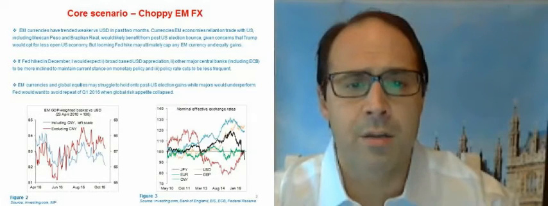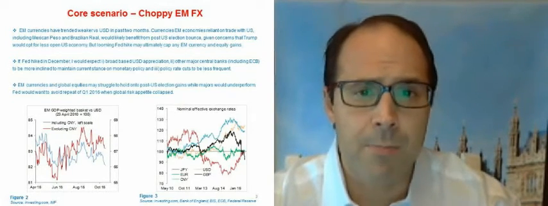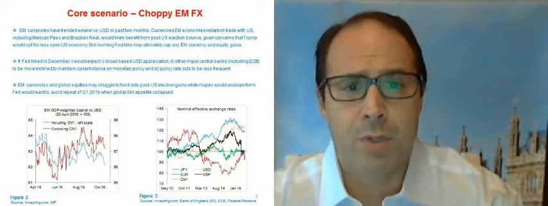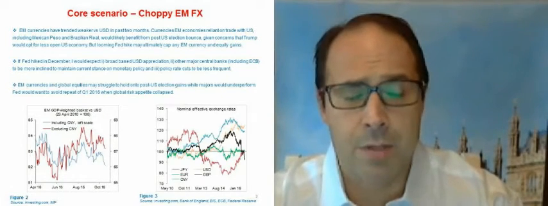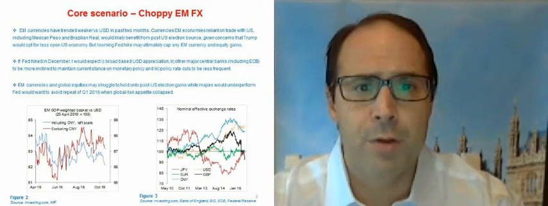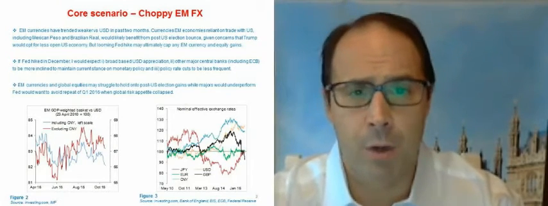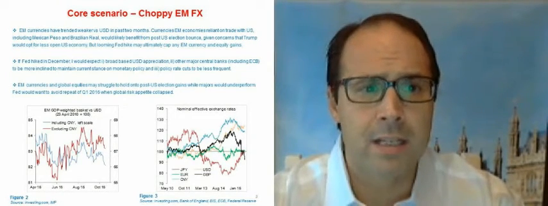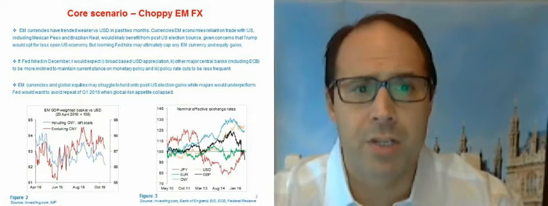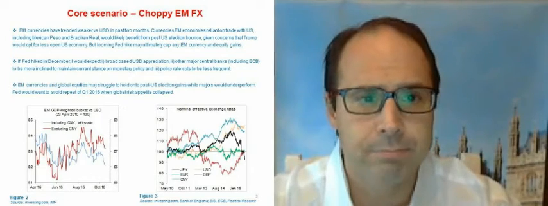I think that under my current scenario, emerging market, EM, currencies from economies which are reliant on trade with the US, and that includes the Mexican peso and the Brazilian real, would likely benefit from a post-US election bounce if Hillary Clinton won the elections, given that her opponent, Donald Trump, is likely to opt for a less open US economy. But the looming Fed hike may ultimately cap any emerging market currency and equity gains.